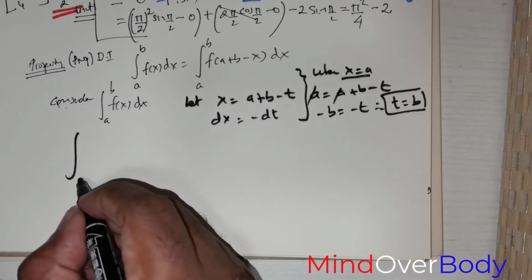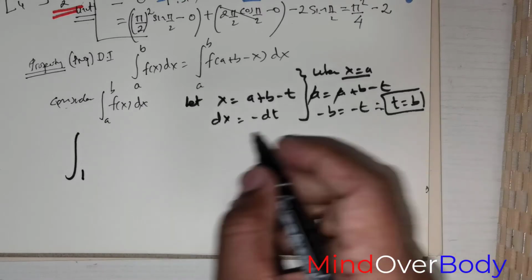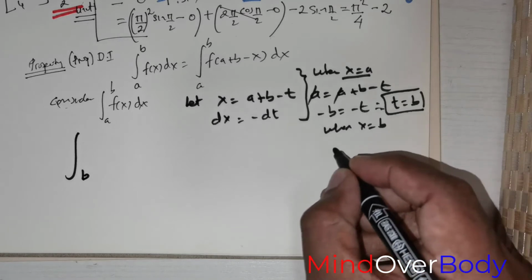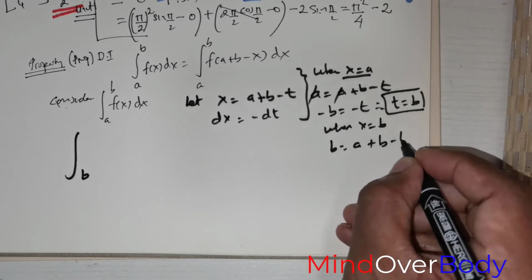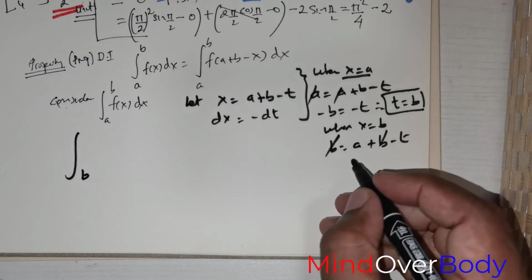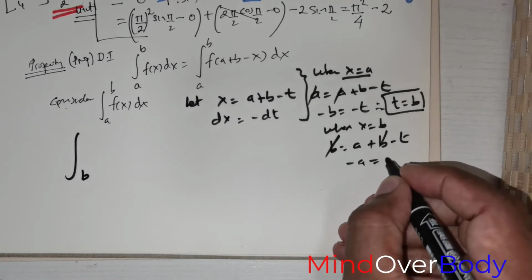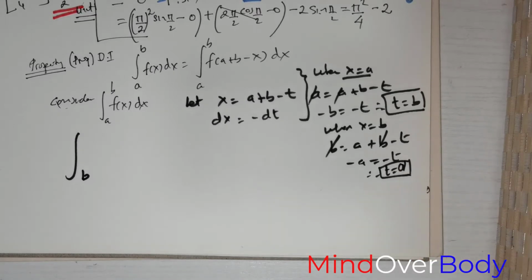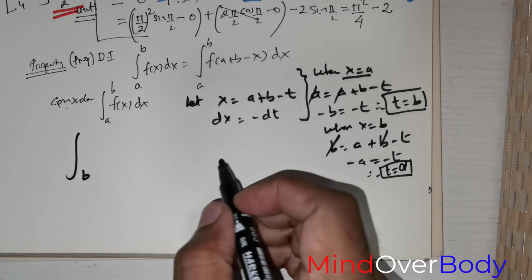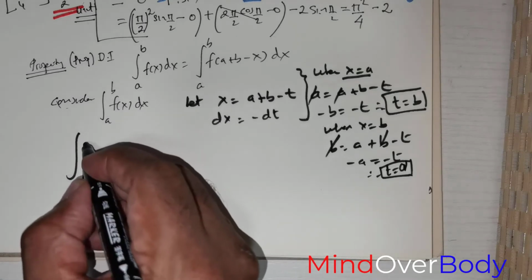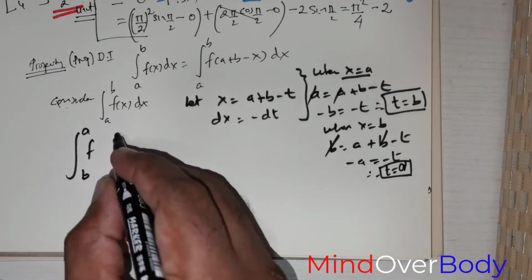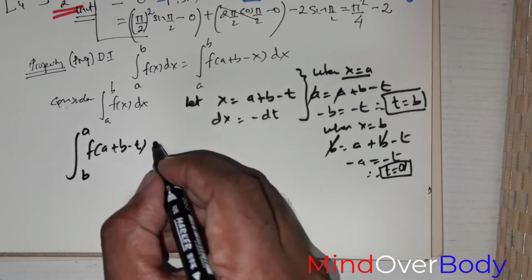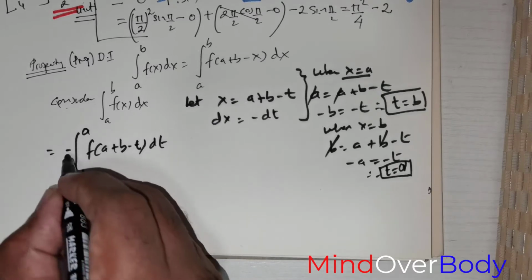So when x is equal to a, my value for t is b, and similarly when x is equal to b, this is going to be a positive b negative t, and clearly b would get cancelled, giving us negative a is equal to negative t. Therefore t is equal to positive a. So in place of b I would have a, and in place of x I would have a positive b negative t. In place of dx it's going to be dt with the negative sign. I will place it over here.